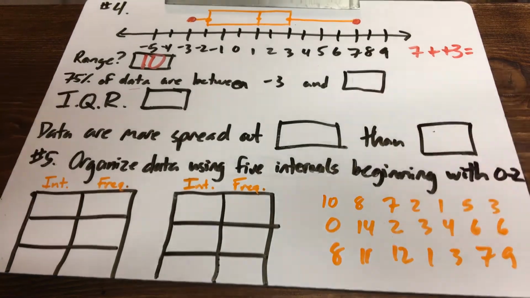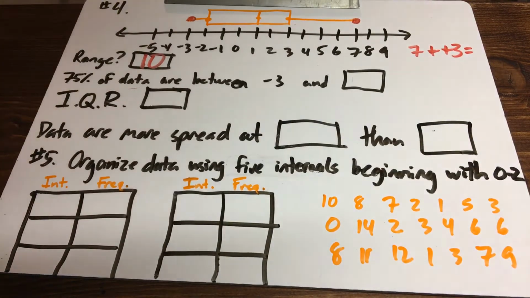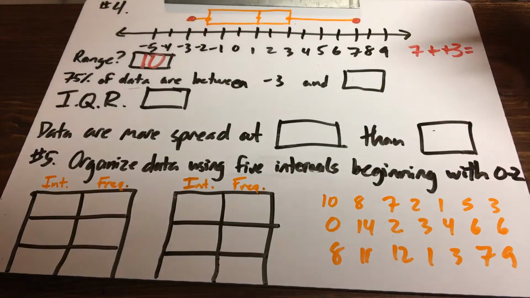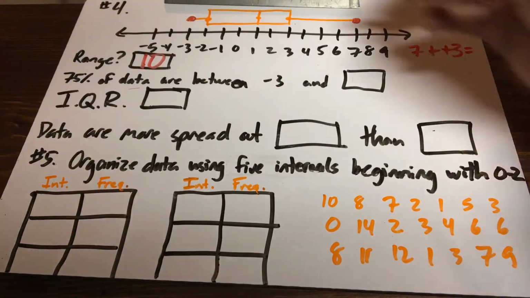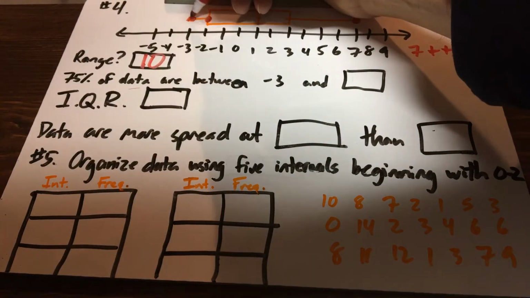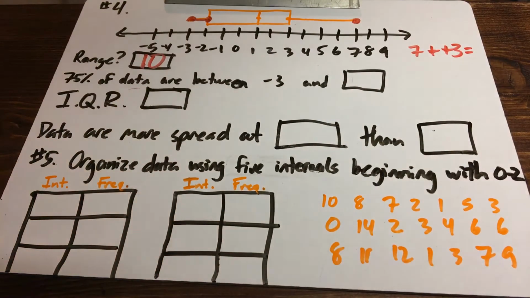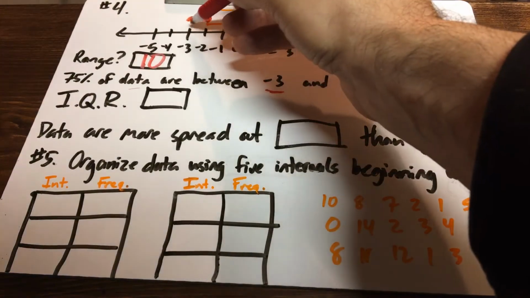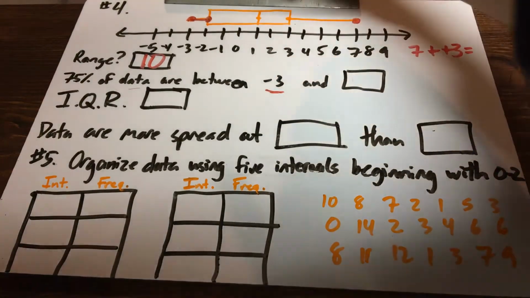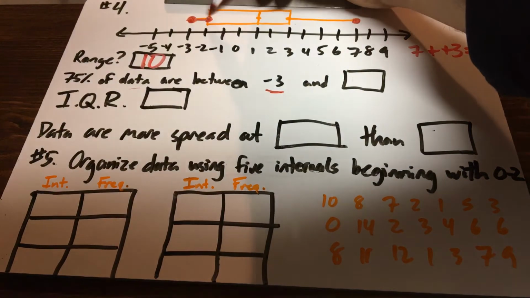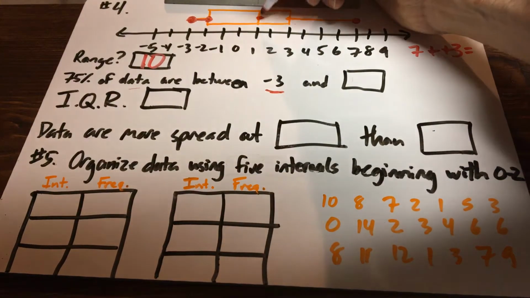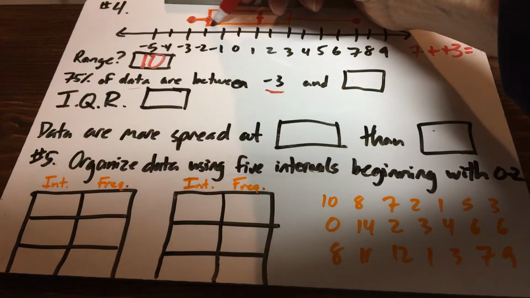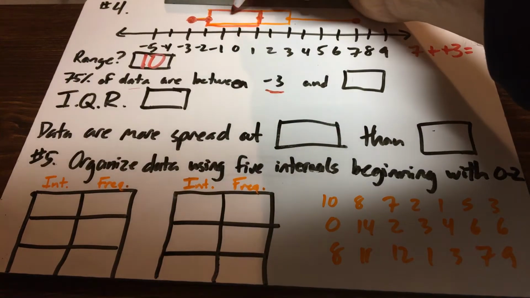75% of the data is in between -3 and what number? You're going to have to pick a number right here. Remember how box and whiskers work. Each segment of the box and whisker represents 25% of the data. So like right here, from here to here, that's 25%. Since they said start at -3, I'm going to start at -3 and go until I get to 75%. So this first little segment is 25%. The first part of the box is 25%.